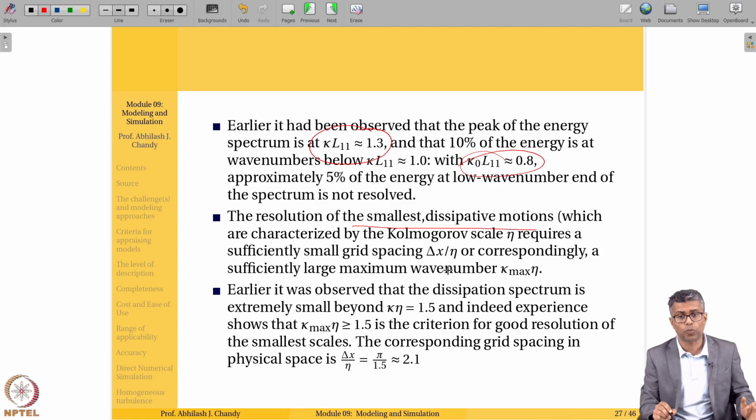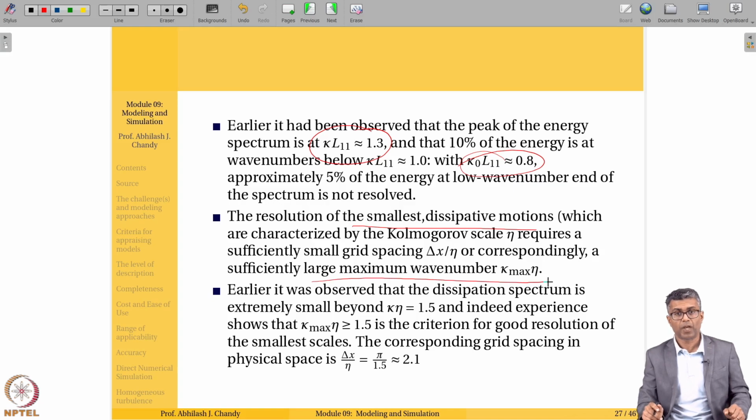So delta X over eta, or correspondingly, what is the maximum wave number that you should be using, right? So delta X over eta, which would be the equivalent of kappa max eta, right? So a sufficiently large maximum wave number, kappa max eta.